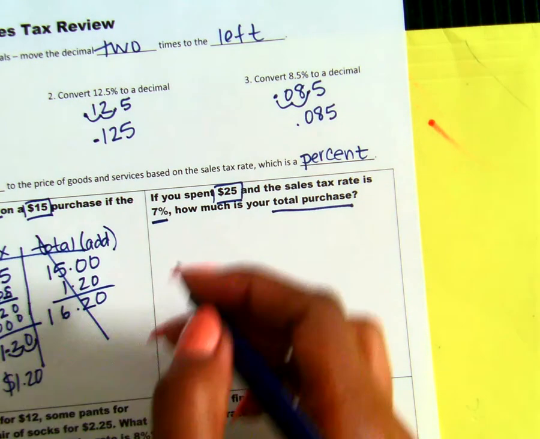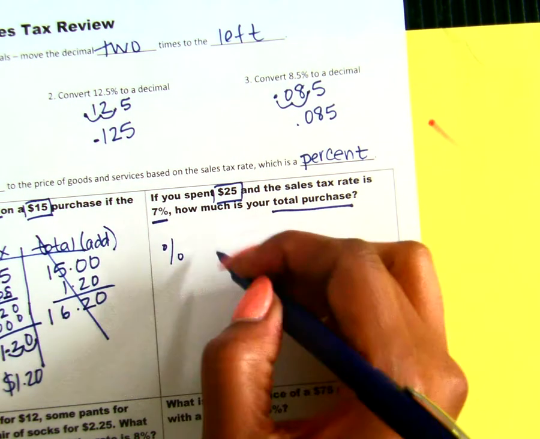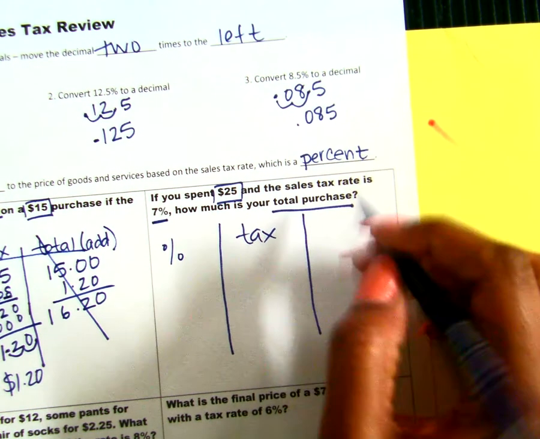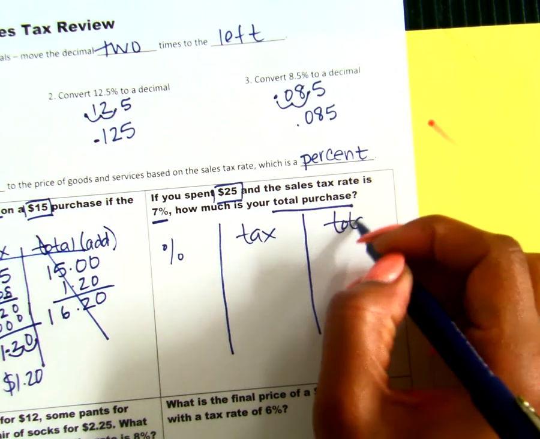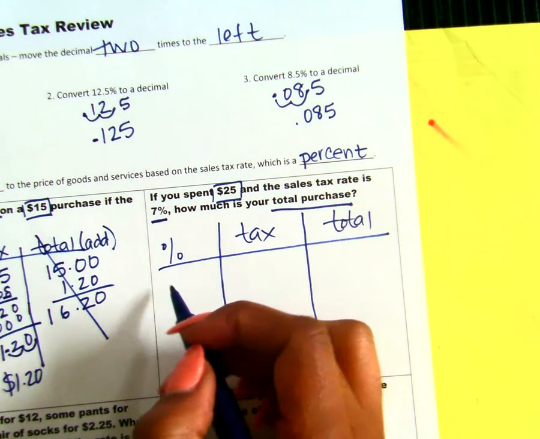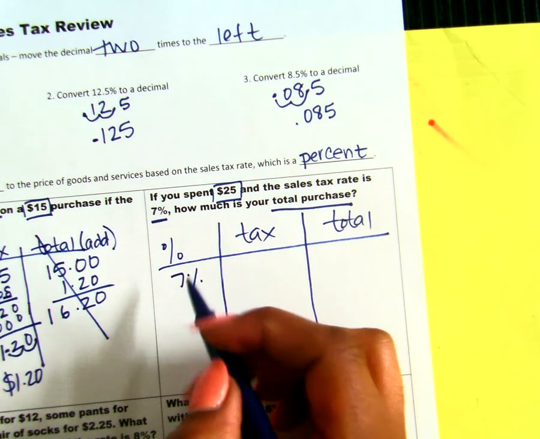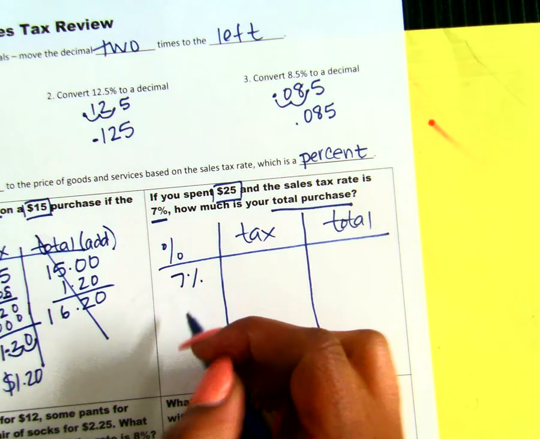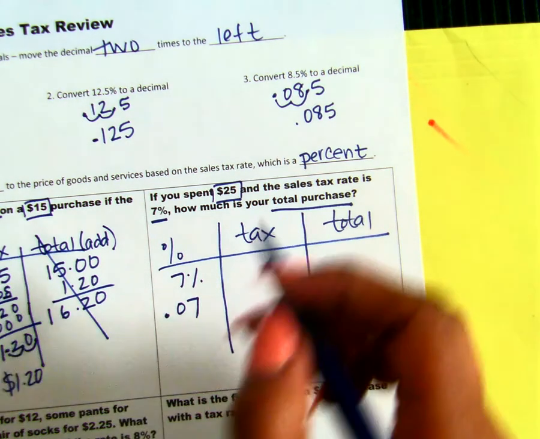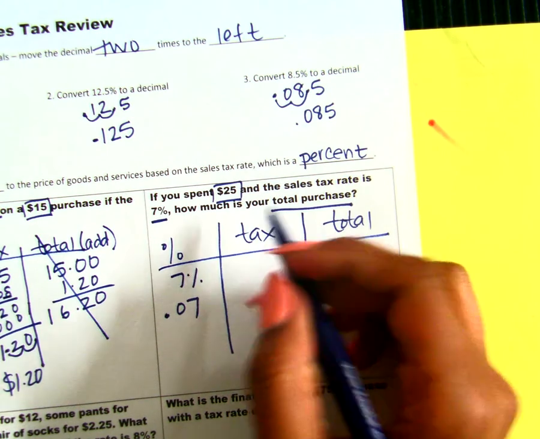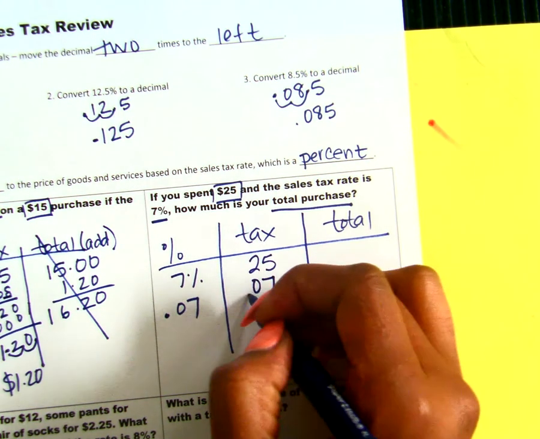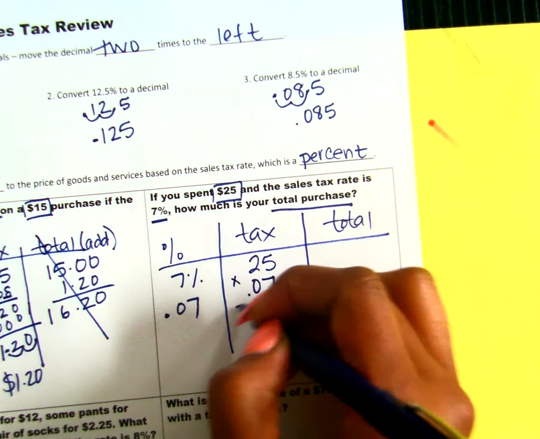Let's go ahead and set up our chart. Our percent, our tax, and our total. All right, so 7% is our tax rate. Change that into a decimal by moving it over 2 times to the left. You get 0.07, okay? Now let's figure out our tax, right? Multiply your price by your sales tax as a percent.